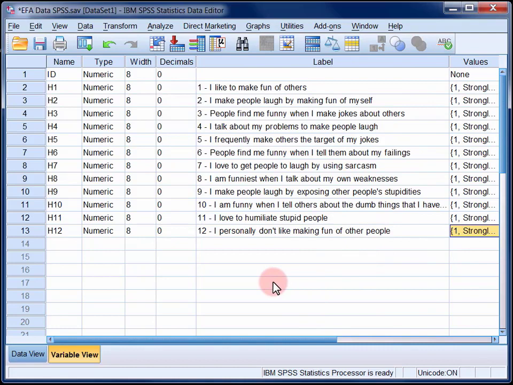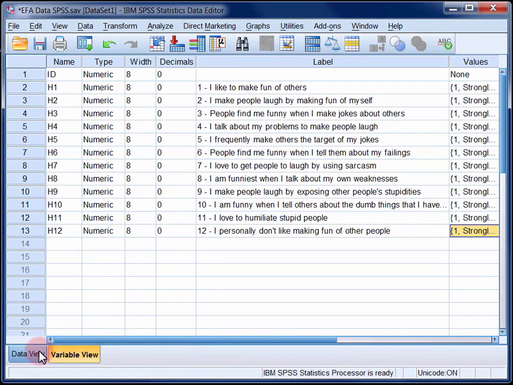Now, if you read through these items, several of them appear to be about making fun of other people. So items like 1, 3, and 5. And several of them appear to be about making fun of oneself, such as items 2, 4, and 6. But then item 7 is slightly different. It seems to be about using sarcasm as a form of humour. We'll keep a special eye on this item as we proceed with the analyses and interpretation.